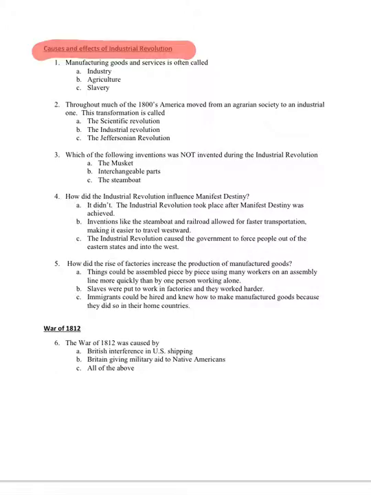Number 4, how did the Industrial Revolution influence manifest destiny? A, it didn't. The Industrial Revolution took place after manifest destiny was achieved. B, inventions like the steamboat and railroad allowed for faster transportation, making it easier to travel westward. Or is it C, the Industrial Revolution caused the government to force people out of the eastern states and into the west?